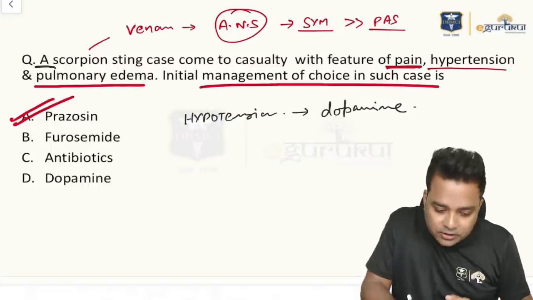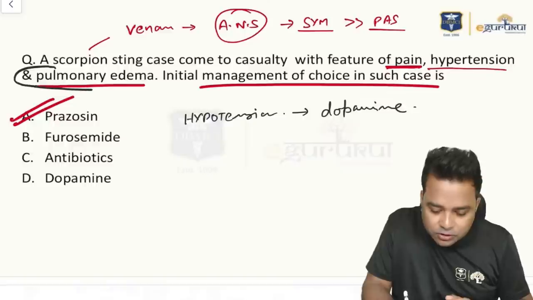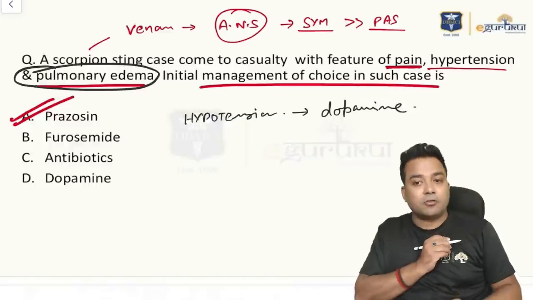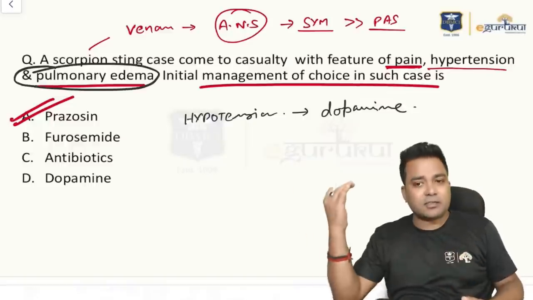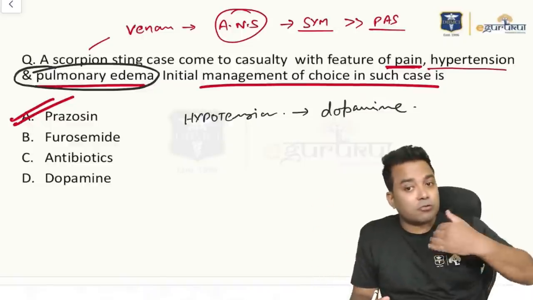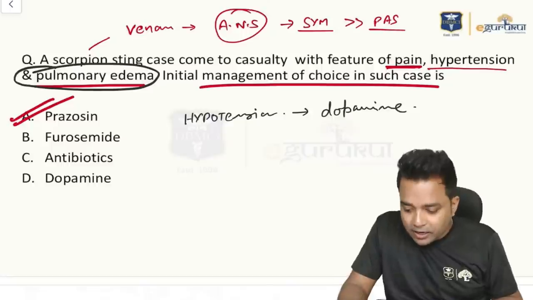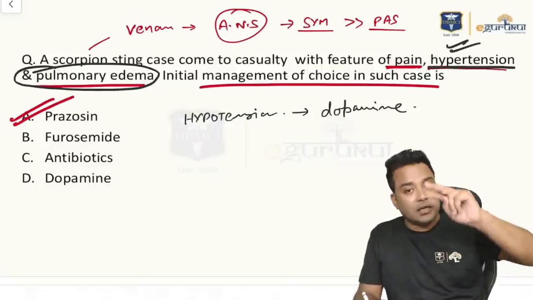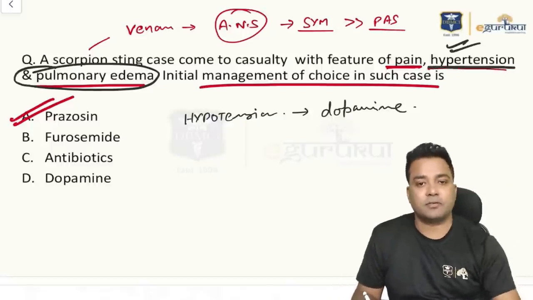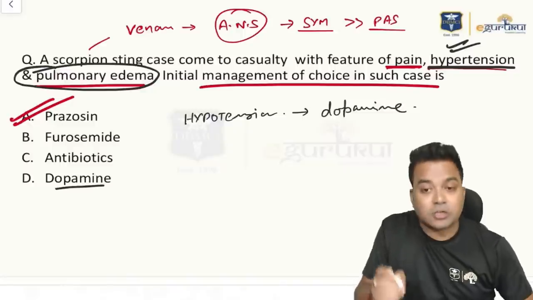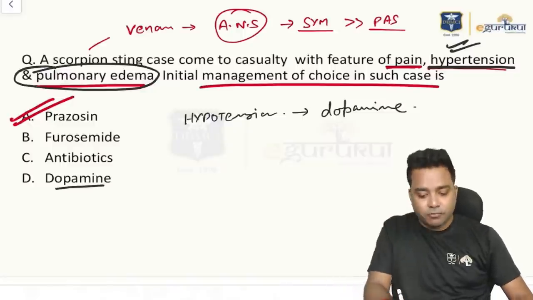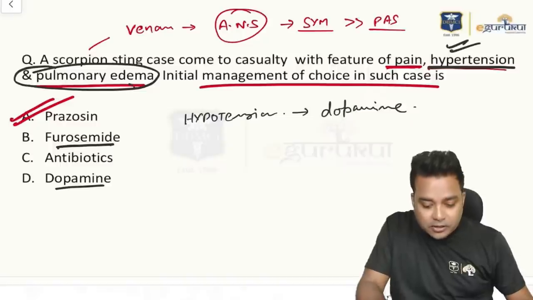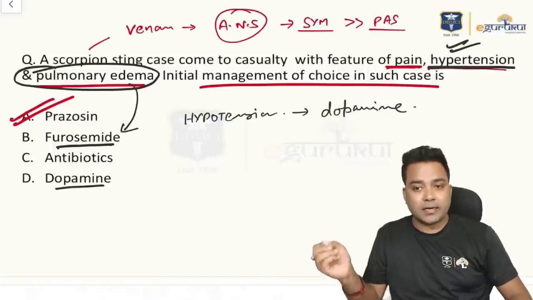Suppose the question is mainly focusing towards pulmonary edema, so to remove the edema give diuretics like furosemide. So think towards that line. But because hypertension is given as the prominent feature usually in such questions, our answer goes with prazosin. Otherwise dopamine can also be the answer given the lines of the question. Furosemide can also be the answer if the question asks only about that. Getting the idea?